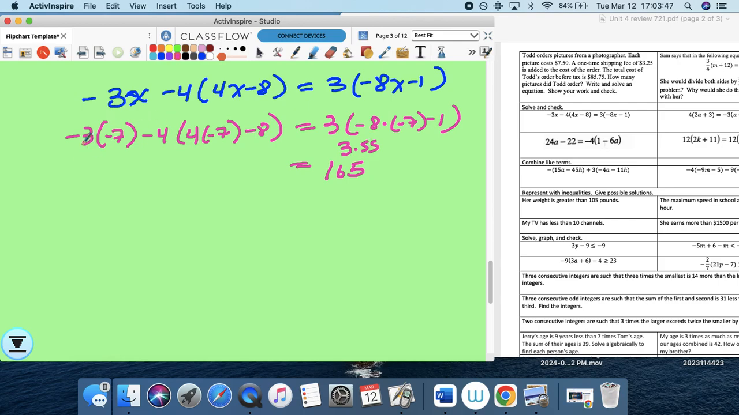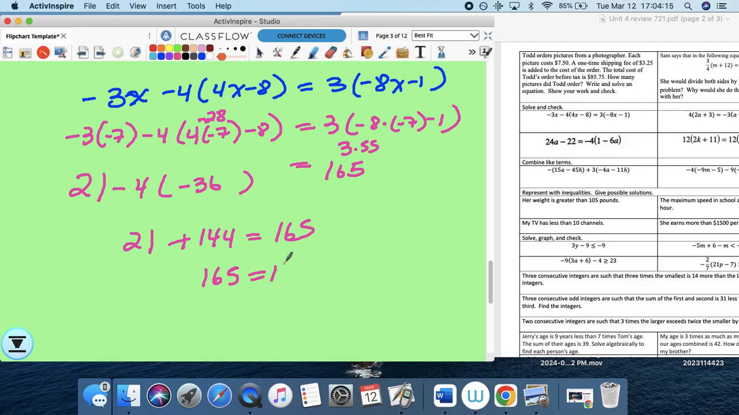On the left side, -3 and -7 is positive 21. Minus 4, and let's do this in steps. 4 times -7 is -28. -28 and -8 is -36. So now I get to do 21, and then 4 times -36. It's going to be positive because I'm going to add plus 144 equals 165. And then if I add these two, I actually get 165 equals 165.